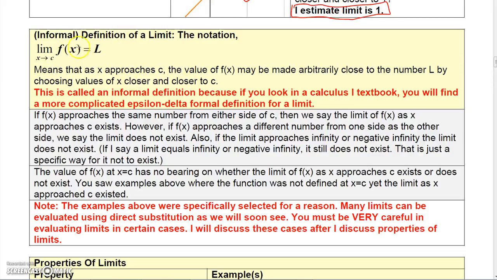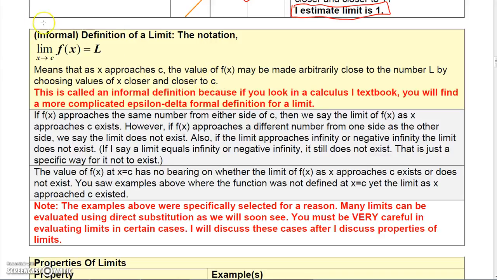Okay, continuing with limits. This is the informal definition of a limit. The notation, the limit of some function f of x as x approaches c equals L, means that as x approaches c, the value of f of x can be made arbitrarily close to some number L by choosing values of x that are closer and closer to c.